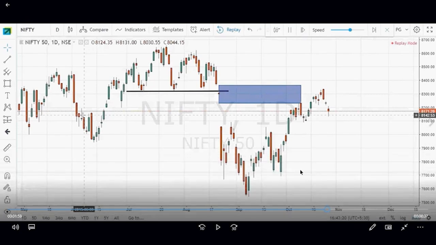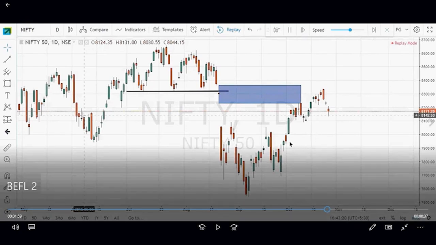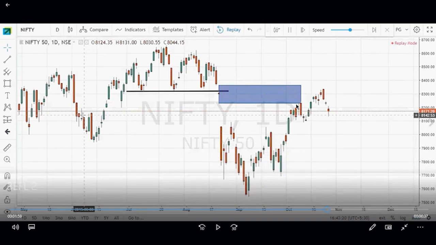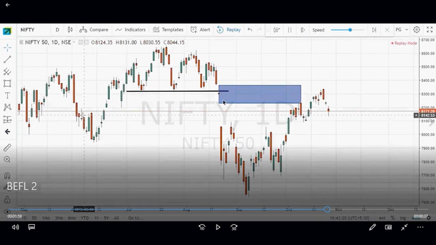Okay, so as you can see, there are many zones forming. This is a drop base rally, but they don't work, right? This is a rally base rally, they don't work. This is a rally base drop, this doesn't work. So it is only the trap zones which work, and this is one of the trap zones, the break limit zones.